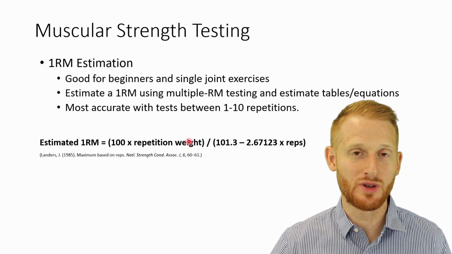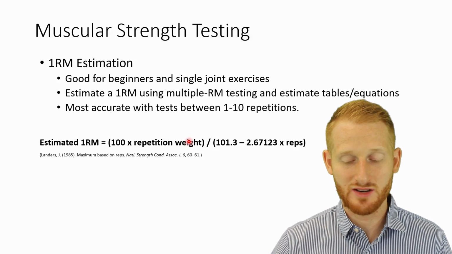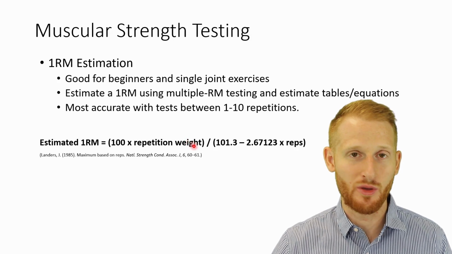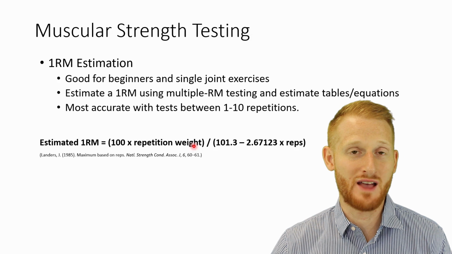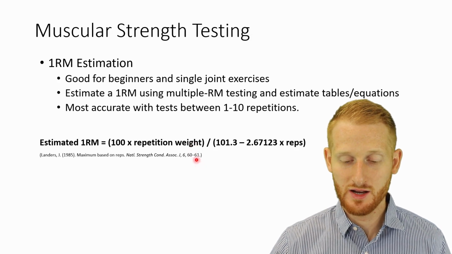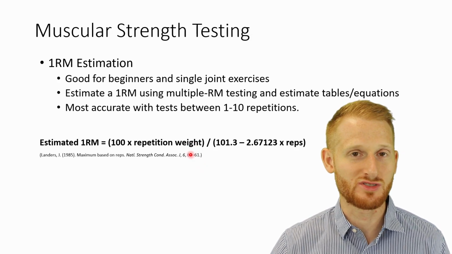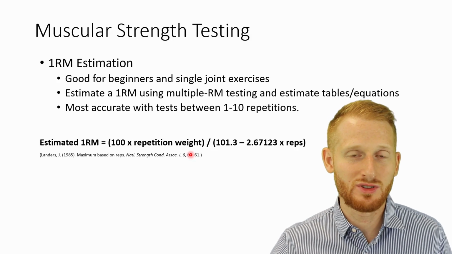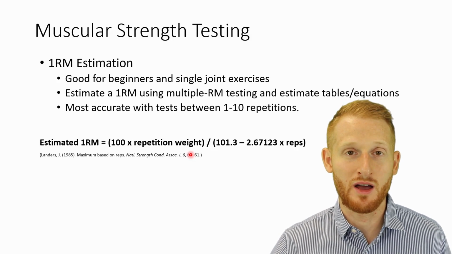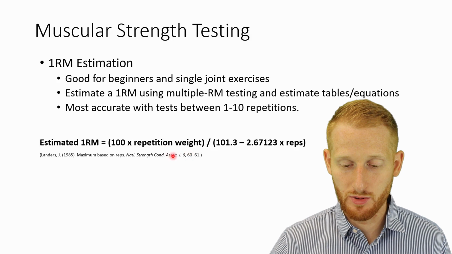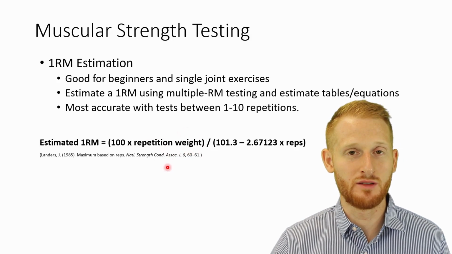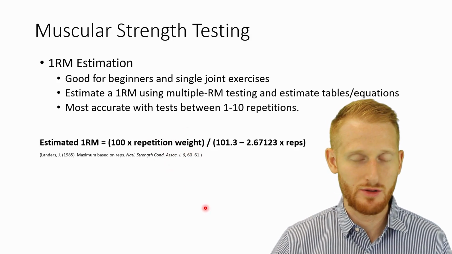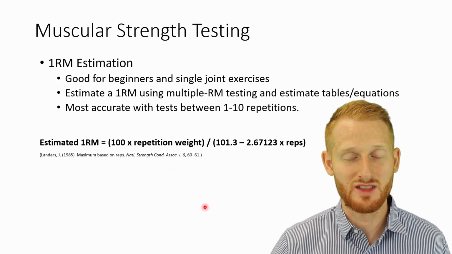Let's say they're doing the bicep curl. Again, it's a single joint exercise. Probably shouldn't be done with a 1RM test, but 1RM estimation is perfectly fine. So maybe you think that the person can probably do 3 or 4 repetitions with a 40-pound dumbbell. So you put 40 pounds into this spot in the equation, and you have them do as many repetitions as they can.